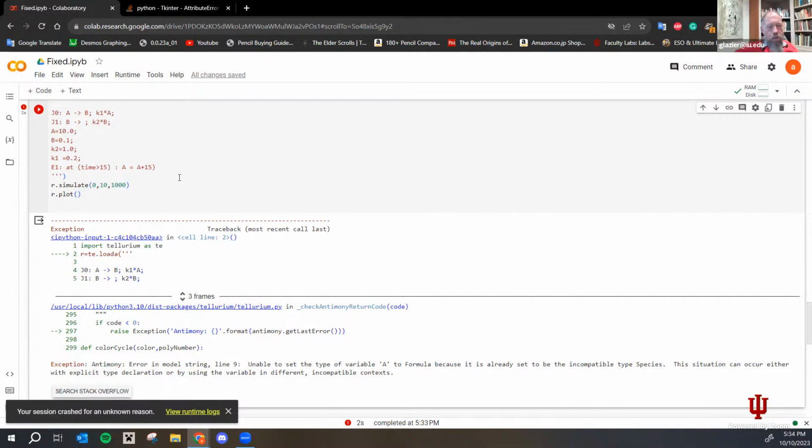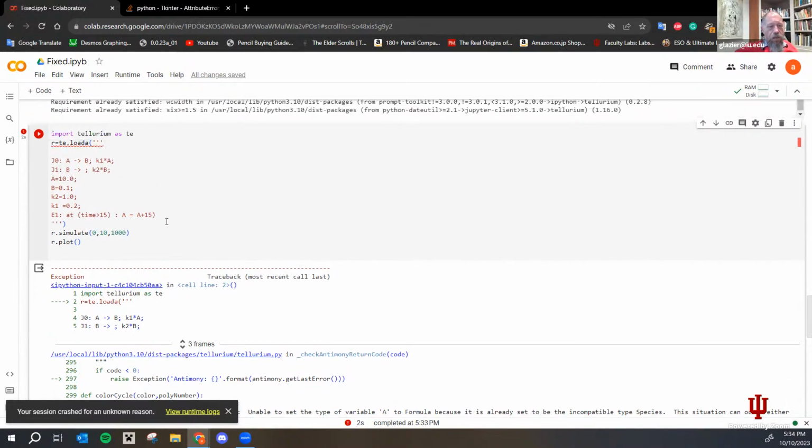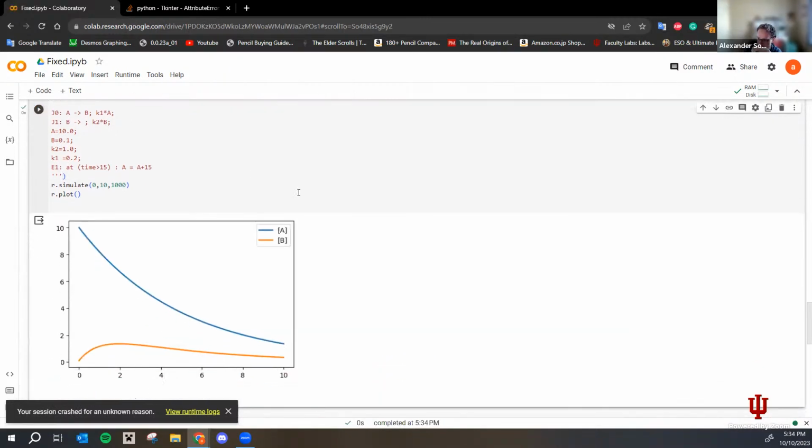Oh, so I know what the problem is here. Look at your line with the syntax error. You have a closed parenthesis after a plus 15. Oh, there.